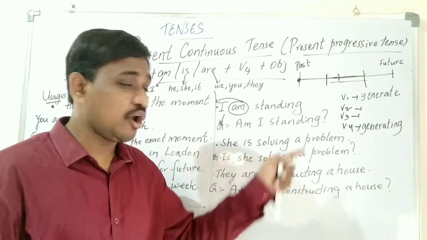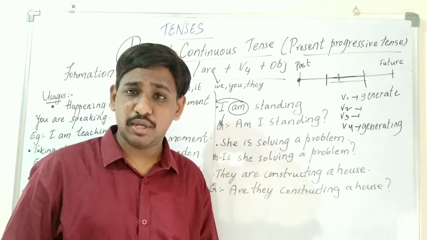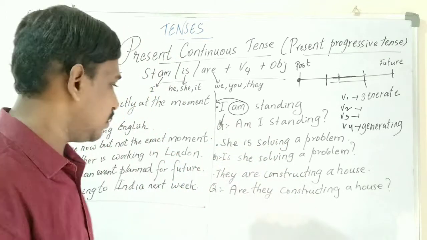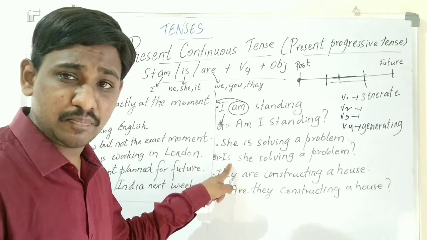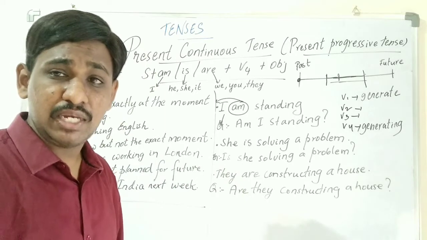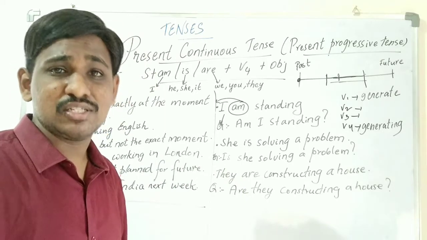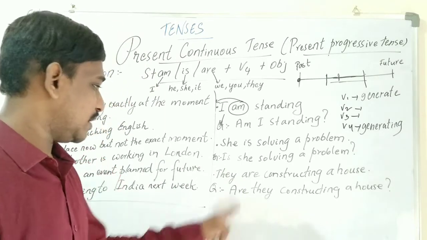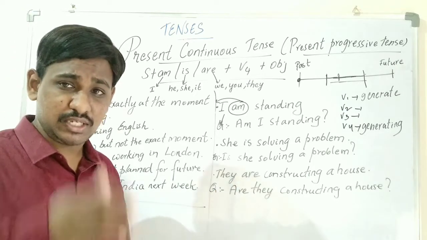Next one. She is solving a problem. What is she doing? She is solving a problem. Is she solving a problem? Yes, she is solving a problem. No, she is not solving a problem. Next one. They are constructing a house.